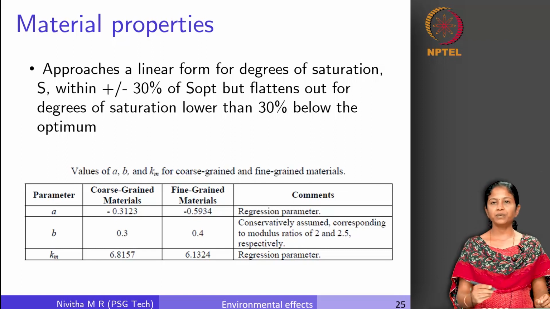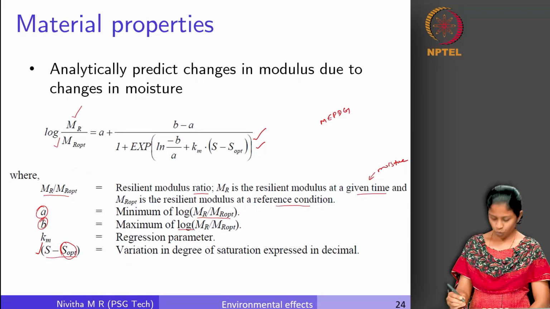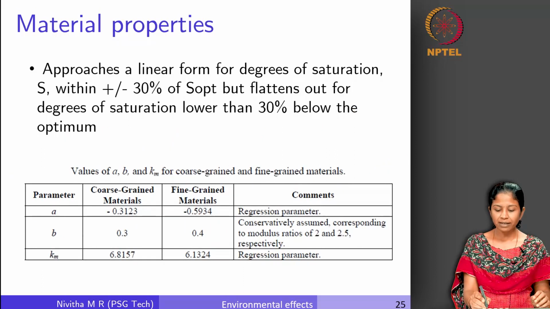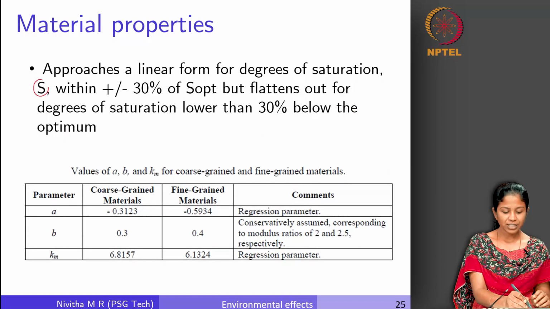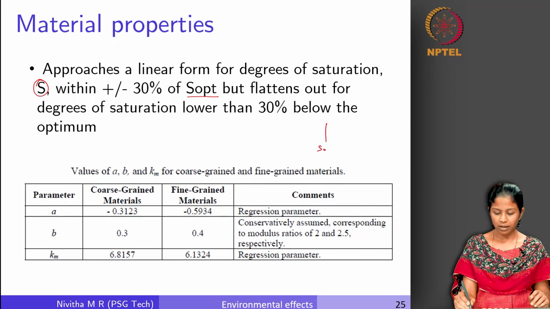So, this equation which was shown previously approaches a linear form for degree of saturation S, any given degree of saturation which is within plus or minus 30% of the optimum value. So, let us say this is my S optimum. So, whether it is this side 30% or this side 30%.